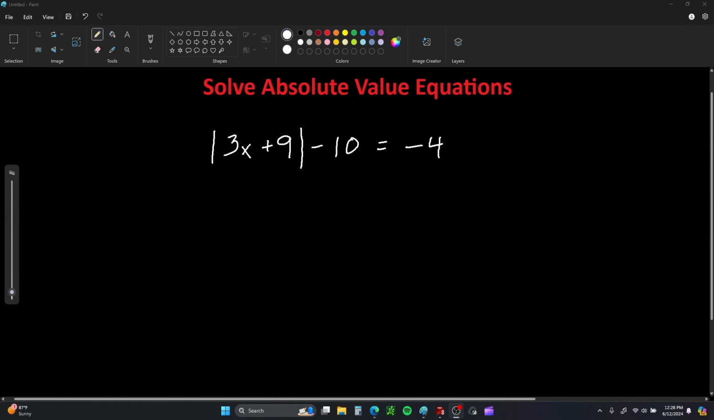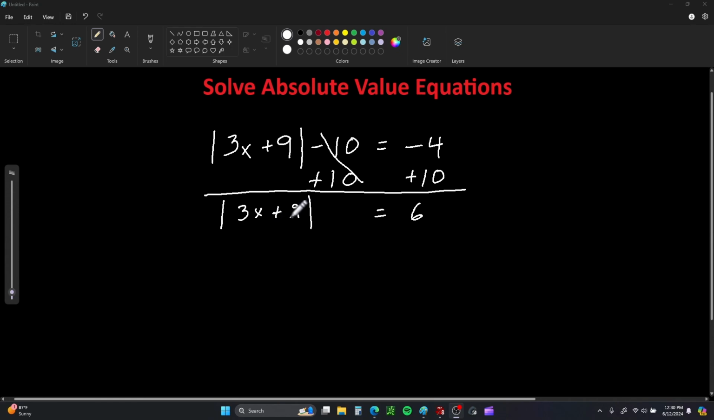Here we have the absolute value of 3x plus 9, and then to that on the left side I'm subtracting 10, and on the right side the entire thing must equal minus 4. It can be minus 4 because it's not just the absolute value of 3x plus 9 we're talking about. This minus 10 is on the outside. So now in order to solve this, I need to add 10 to both sides, and then this is going to leave the absolute value of 3x plus 9 on its own on the left.